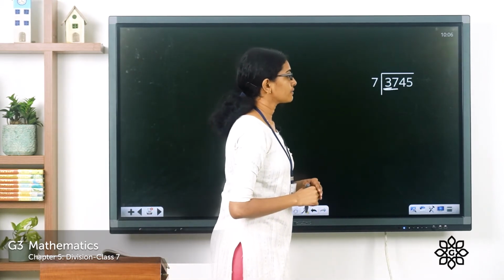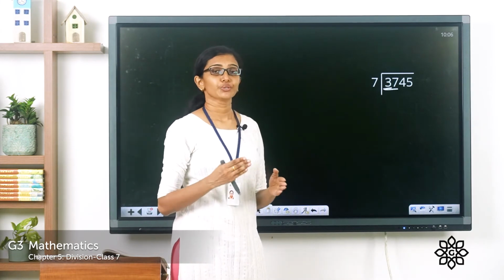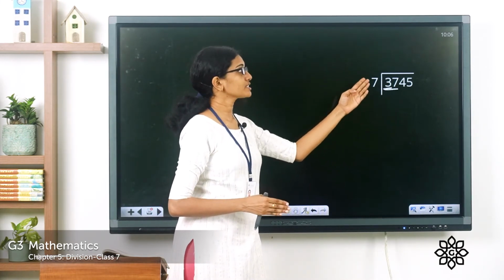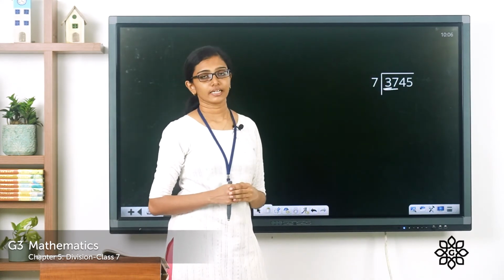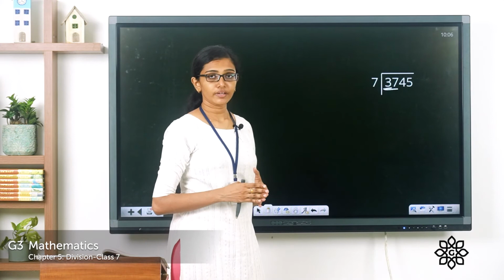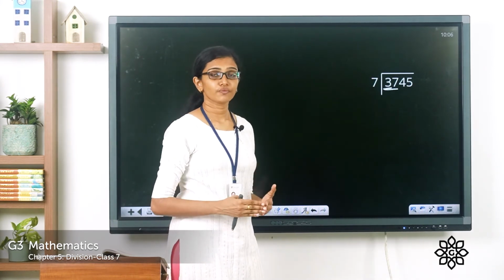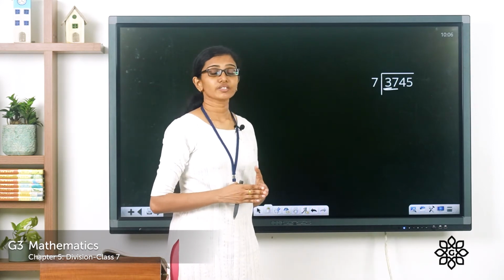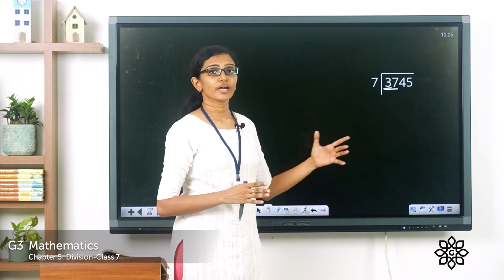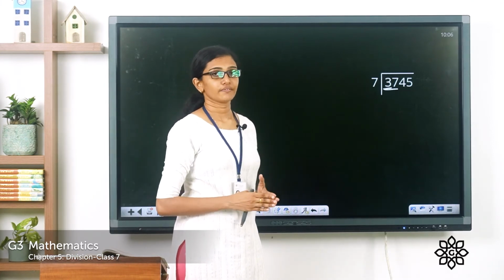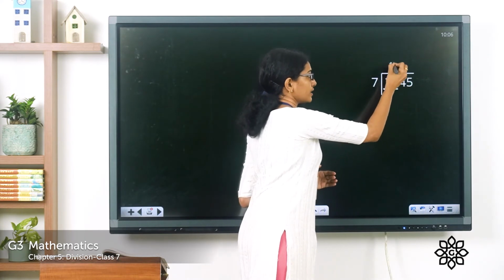So what is 37 divided by 7? We have to recite the table of 7 to find out how many 7s will go in 37, or how many 7s will fit in 37. So 7 ones are 7, 7 twos are 14, 7 threes are 21, 7 fours are 28, 7 fives are 35, but 7 6s are 42. So 7 5s are 35. That is enough. So let's take 7 5s are 35 and write that 5 here.